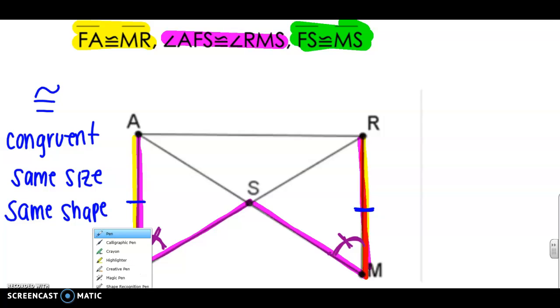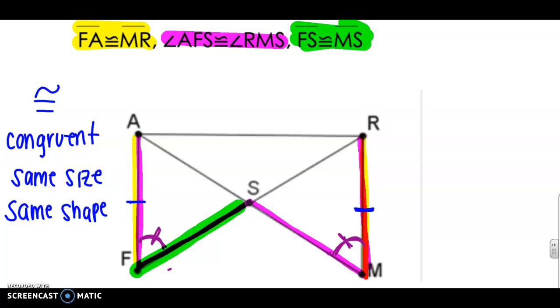The last part that we have here in the green, we want to show that line segment FS is congruent to line segment MS. So let's get that off the screen. We need to find those two segments on our picture. So line segment FS, line segment MS. We want to show that those two segments are congruent. Now here you need to be careful because you're probably going to say, oh, we put a tally mark on them. Let me do that here.